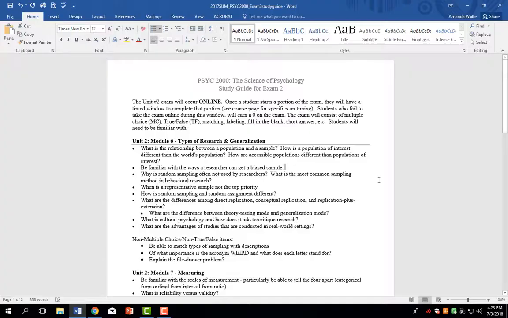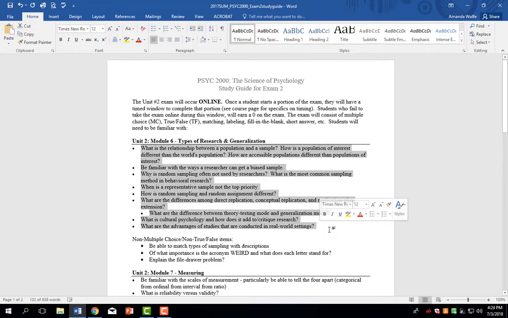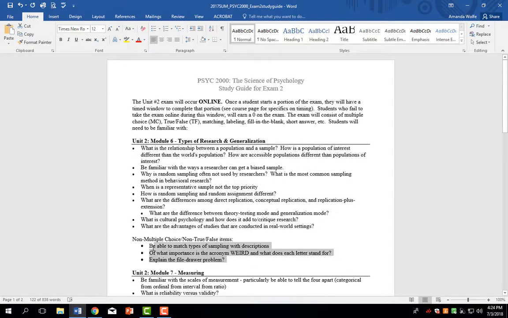Let's get started. So here's our study guide. The first part is for Module 6, which was on type of research and generalizability. Remember that these parts that I've just highlighted with my mouse are the parts that are multiple choice or true and false items, and these parts, these three down here, or anything else that's after that header, are going to be the ones that are not multiple choice or not true and false.